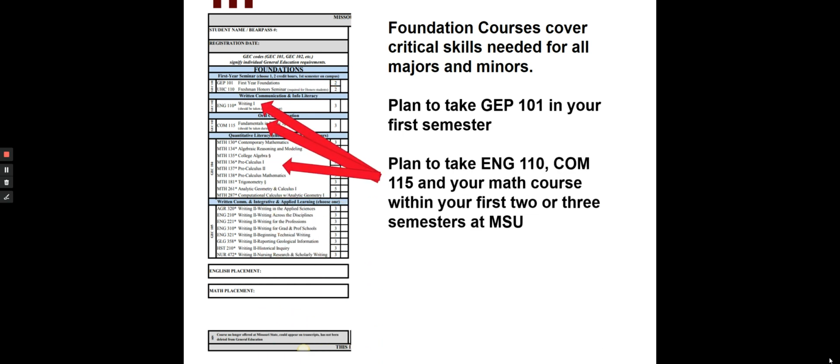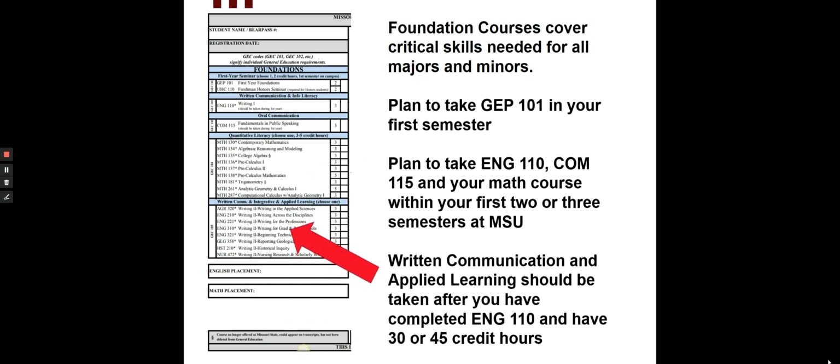You'll also plan to take English 110, Public Speaking COM 115, and your math course within the second to third semesters at the university. The written communication and applied learning requirement should be taken after you've completed English 110 and once you have 30 to 45 credit hours, so when you're a sophomore.